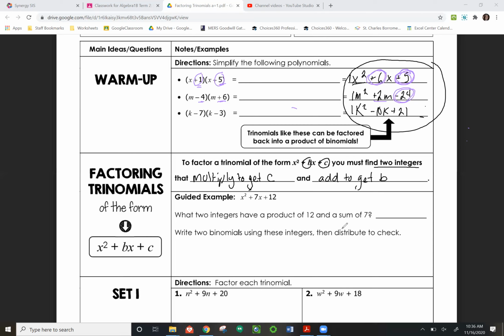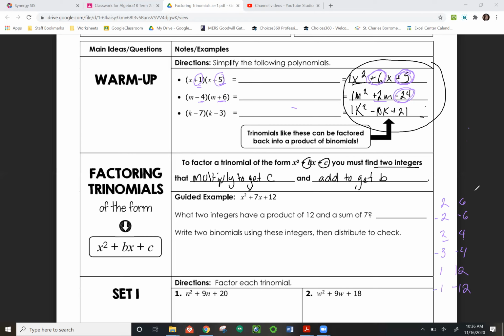Well, let's think about this. What numbers multiply together to get 12? Let's see. 2 times 6. We also have -2 times -6, since a negative times a negative is a positive. We have 3 times 4. We also have -3 times -4. And then we always have 1 times 12 and -1 times -12. So there are lots of pairs of numbers that multiply together to give you 12, but only one pair will also add to give you a positive 7.